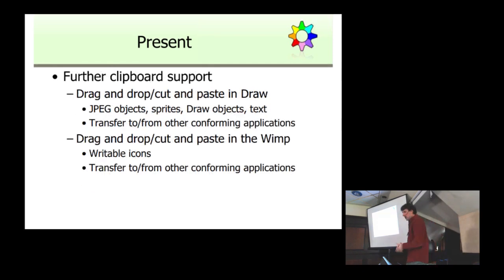Another bounty, which I also have a thing we can look at on the Raspberry Pi, is updating clipboard support in the desktop. At the moment, you can copy and paste text around in Edit and between a lot of third-party applications. But one notable omission is Draw. So there's now a new version of Draw that can do copying and pasting and dragging and dropping, which makes transferring things between other applications a lot easier.